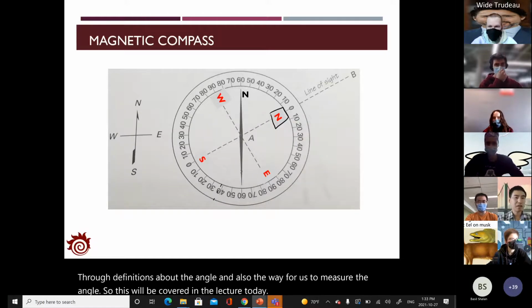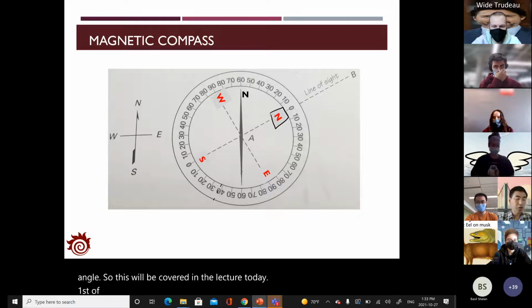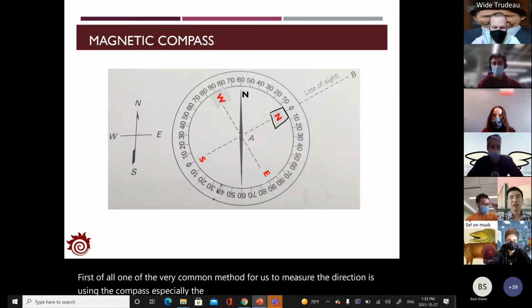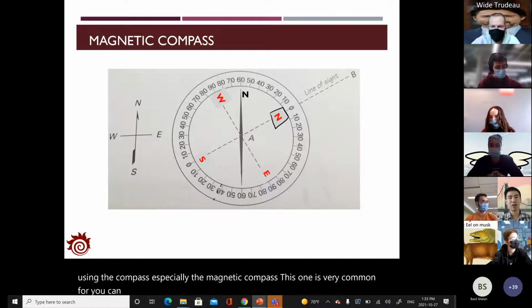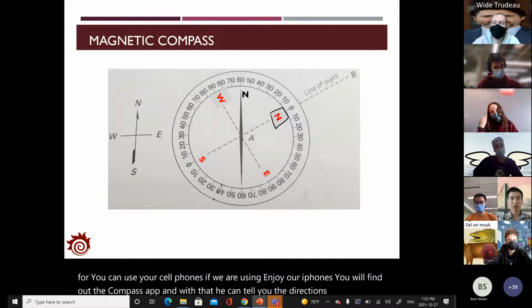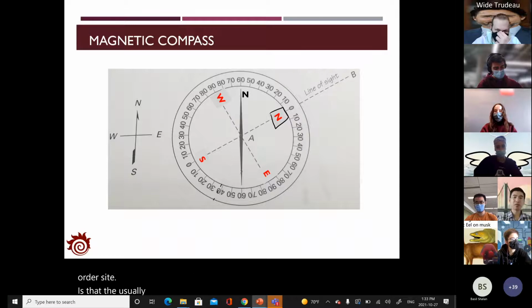First of all, one of the very common methods for us to measure the direction is using the compass, especially the magnetic compass. This one is very common for you. You can use your cell phones if you are using Android or iPhones. You will find the compass app, and with that, it can tell you the direction of the line of sight. Usually the compass will tell you the bearing of one direction.